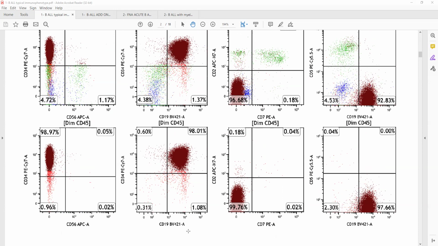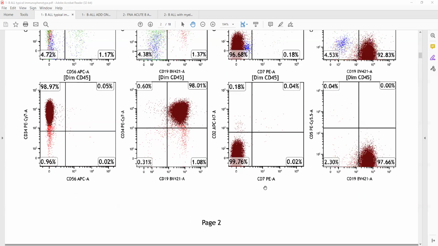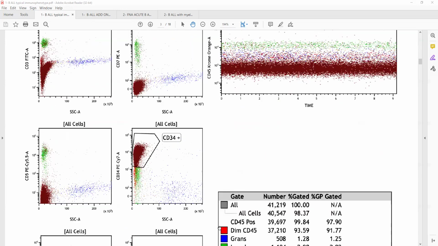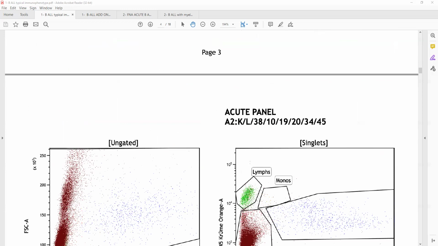But remember, it's the combination of markers rather than having a specific marker. So let's keep looking. So here CD7 is positive, CD19 is positive. Oh, sorry, I misspoke. CD7 is negative and CD19 is positive. Let's keep looking.